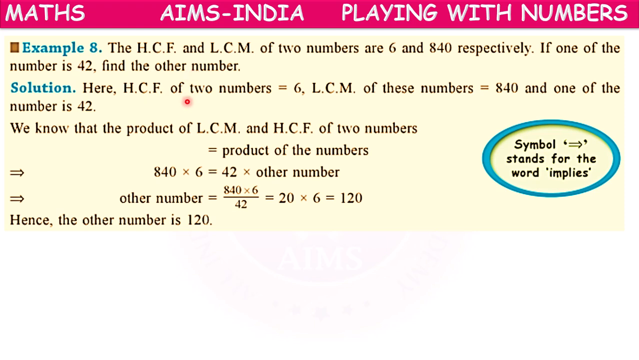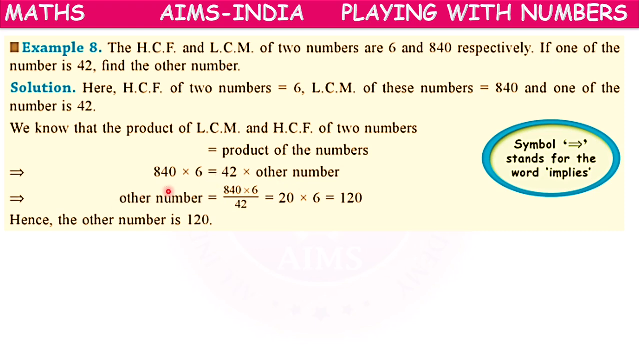They have given HCF equal to 6, LCM equal to 840. One of the numbers is 42. According to the relation, what do we know? Product of LCM and HCF equals product of numbers. 840 into 6 equals the product of the numbers. One is 42, the other we don't know, we have to find. We write the other number here.